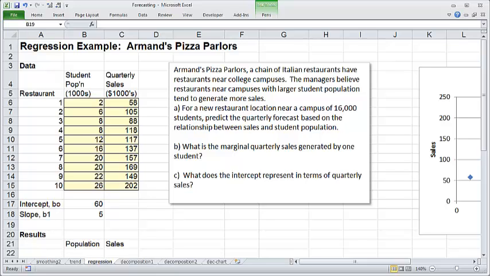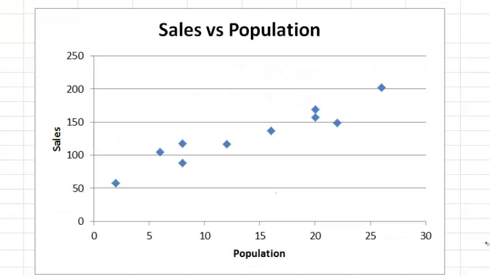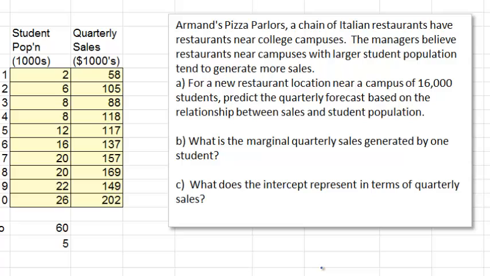Now, we would expect a restaurant located near a campus with large population to make more money since they have a larger customer base. We could see that in the scatter chart right here. As you could see, as the population grows, sales also increases. We want to define a regression relationship between the quarterly sales and the student population.